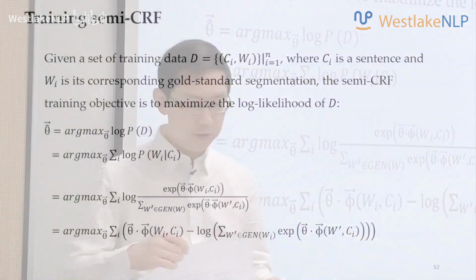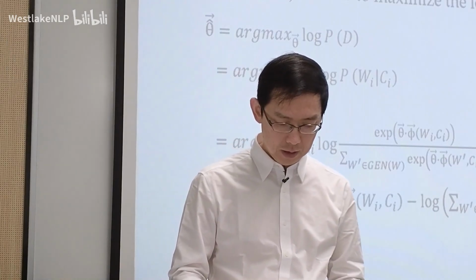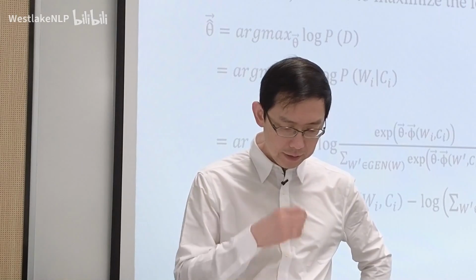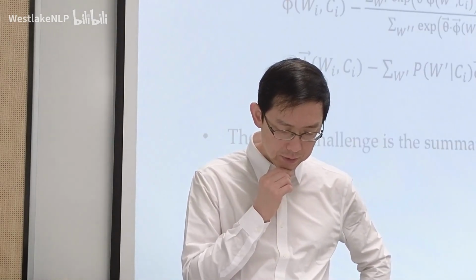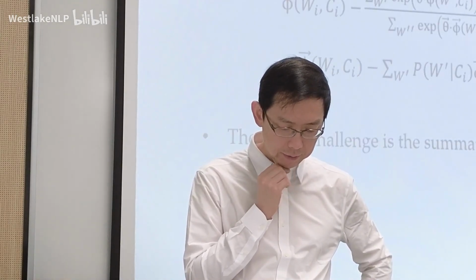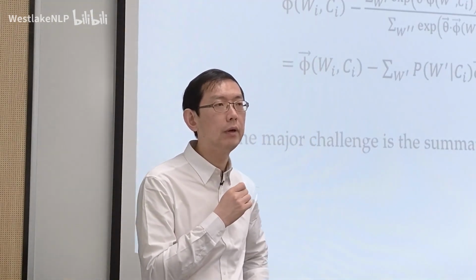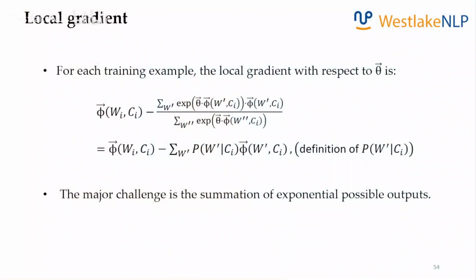So the next slide shows you, slide 54 shows you the local gradient, okay? When we derive this local gradient, the whole process is the same as chapter 4 and chapter 8, so I skipped it. This is the third time we see exactly the same equation.